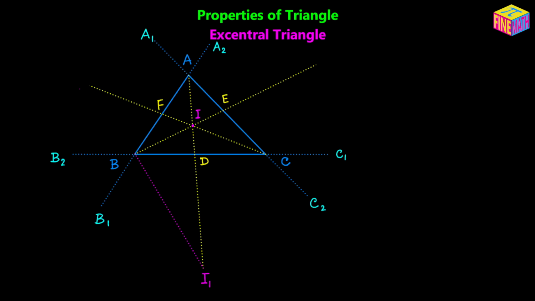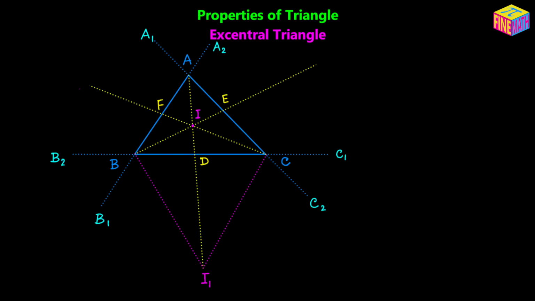Next, I am going to draw the bisector of the exterior angle DBB sub 1. Let's assume that this bisector intersects our extended AD at the point I sub 1. Similarly, I am going to draw the bisector of the exterior angle DCC sub 2, and let's assume that the bisector is CI sub 1. It will meet at the same point where the previous two bisectors intersected. Let's call that point I sub 1, and that is the center of our first excircle, meaning the excircle opposite to the vertex A.